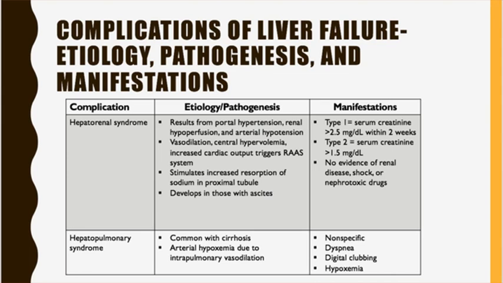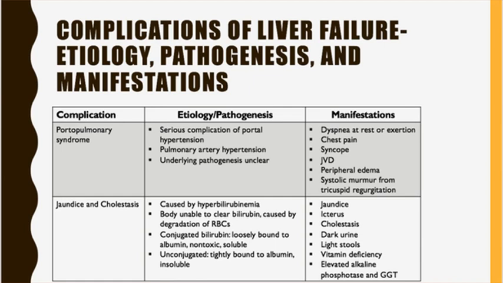We did not talk about hepatopulmonary syndrome. That is also common with cirrhosis, and you have arterial hypoxemia because of intrapulmonary vasodilation. So you might see some dyspnea, clubbing, hypoxemia. I mean, really, the liver does so much that when it has decreased function, it's pretty much affecting all of the body systems. There's portopulmonary syndrome, which is a serious complication of portal hypertension. And then we talked about jaundice and cholestasis.